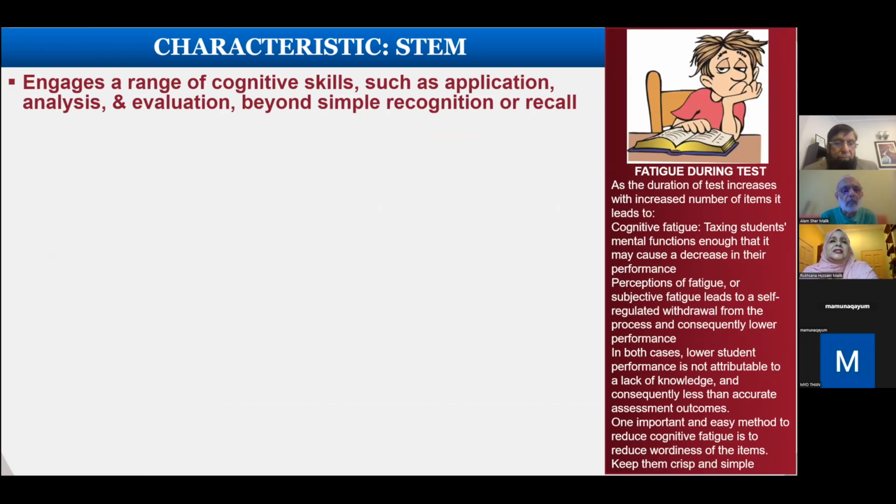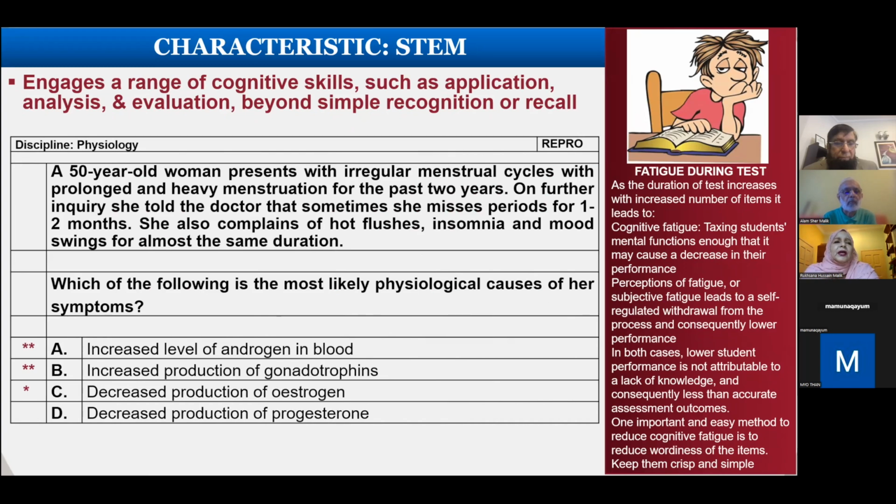The characteristics again: the stem engages a range of cognitive skills such as application, analysis, and evaluation, beyond simple recognition. This is a physiology question from the reproductive module. The history of the patient is given, but then the question is based on the physiological causes for the symptoms, which is mainly on the physiology part of the condition.